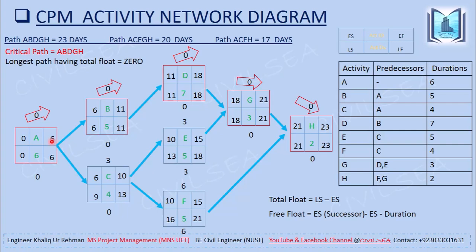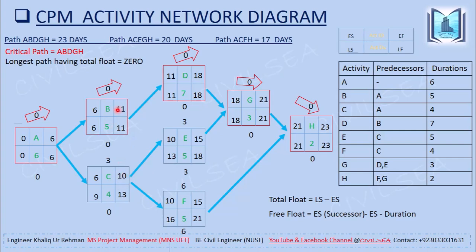So this 6 is moved forward to the two successor activities B and C. You can see that 6 and 6. The 6 becomes the early start of activity B and activity C. So 6 plus the duration of activity B, 6 plus 5, is equal to 11. Here 6 plus 4 is equal to 10. So this is the early finish of activity B and the early finish of activity C.